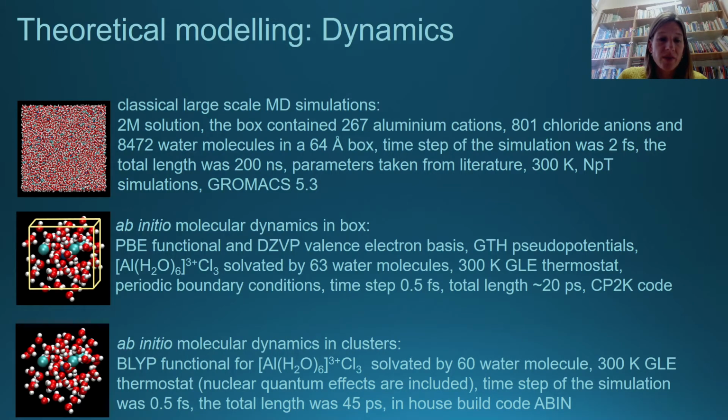To understand what the most common structures in a solution of aluminium chloride are, I did several types of molecular dynamics simulations. I performed the simulations in a large box. I also performed ab initio molecular dynamics for a smaller system, or even for systems in clusters, to understand the average distances between the aluminium cation and its neighbors, and also to understand the role of the environment.